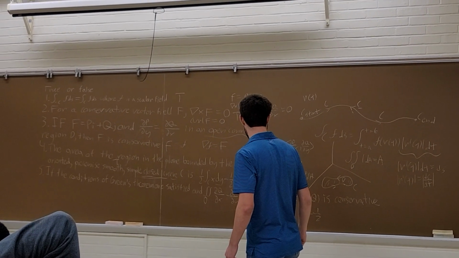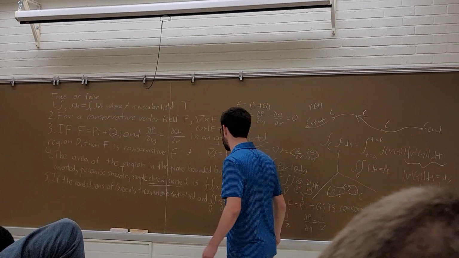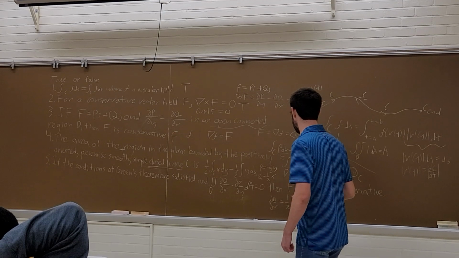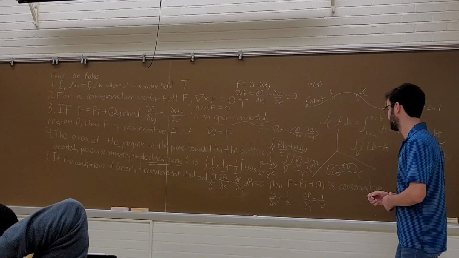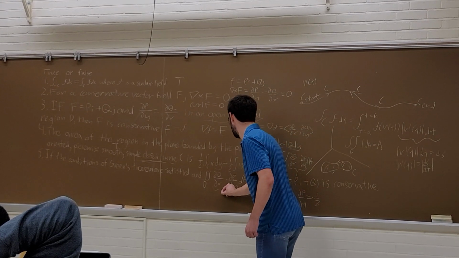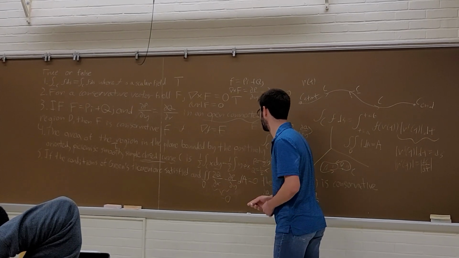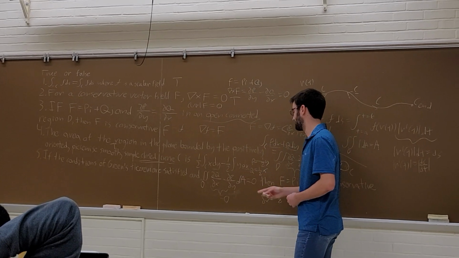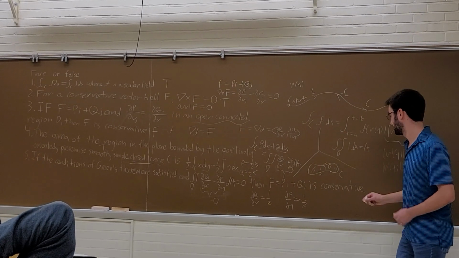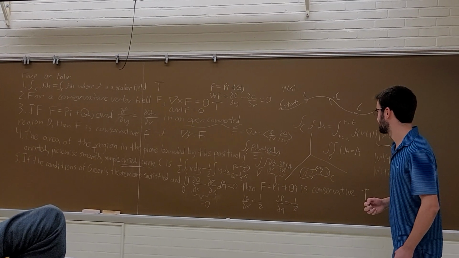Now we have question 5. If the conditions of Green's theorem are satisfied and the double integral of dQ/dx minus dP/dy dA equals 0, then this vector field is conservative. Well, if the vector field is conservative, this difference would have to equal 0. So if that difference equals 0, then we'd have a double integral of 0 dA, which would have to be 0 regardless of what the region is. So yes, the answer would have to be true. So this was true, true, false, true, true.